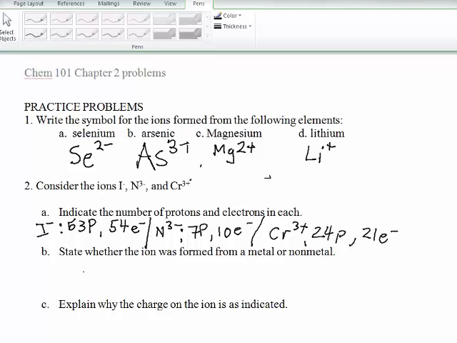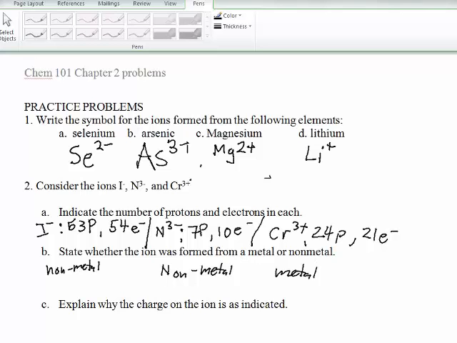State whether the ion was formed from a metal or a non-metal. So iodine is way on the right side of the periodic table. That is a non-metal. And nitrogen is also a non-metal. It's located in the upper right. And as we just saw, chromium is a metal. It's located in the transition metal block of the periodic table.